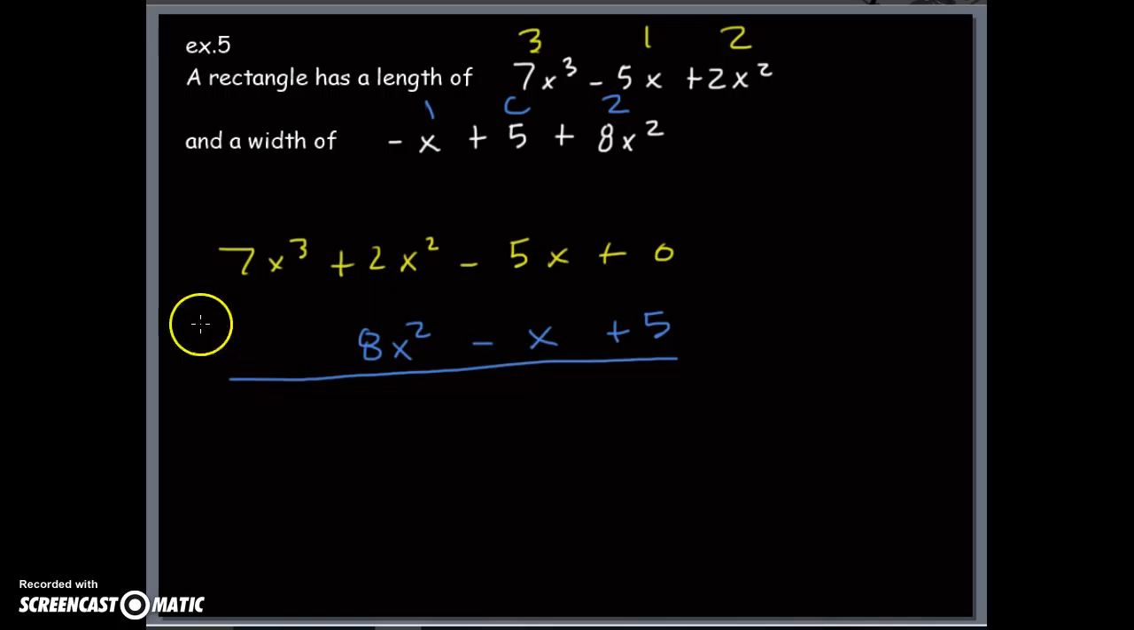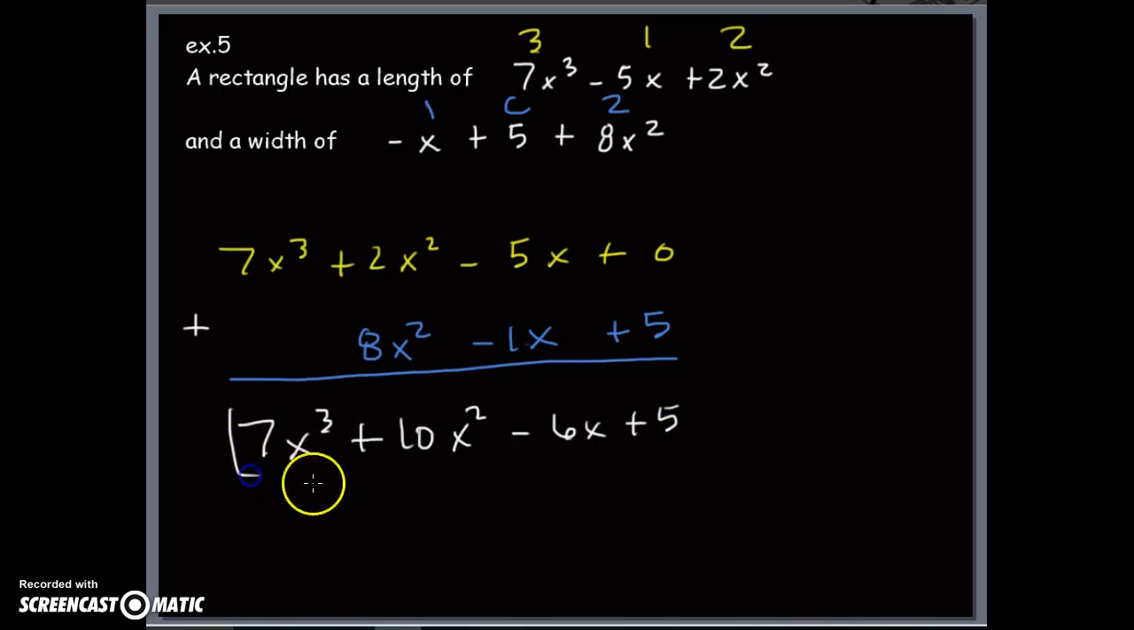Now I can go ahead and add these together. So we can just bring this down, 7x to the third plus 10x squared. Now if we wanted to write a 1 in front of this, we can. But you know it's a 1. We've got negative 5 minus 1 is a negative 6x. And 0 plus 5 is obviously 5.